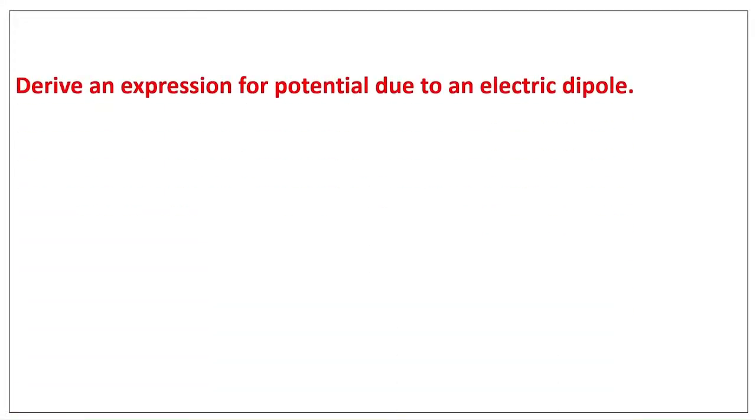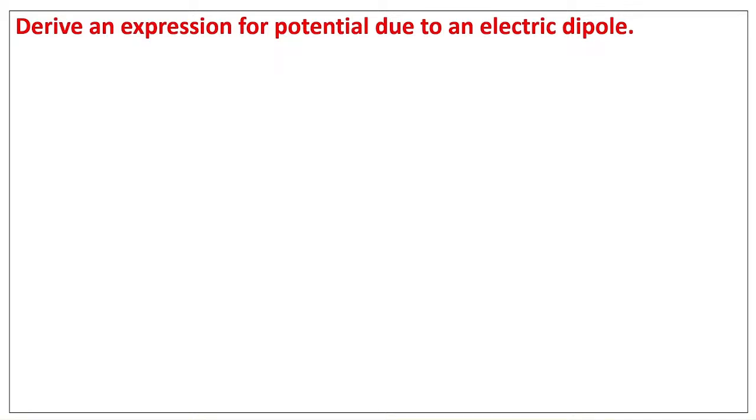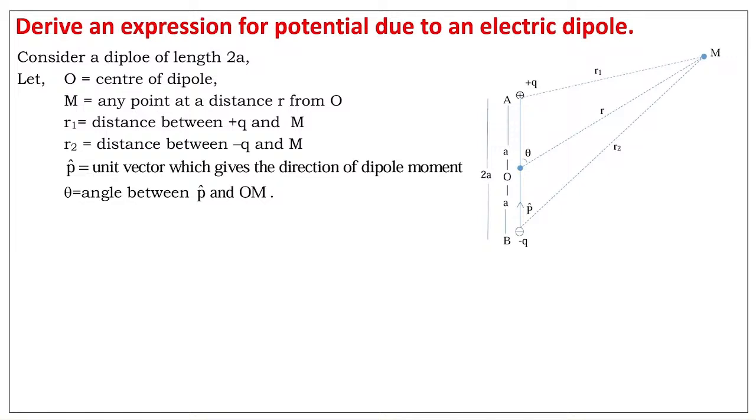Next, derive an expression for potential due to an electric dipole. Proof. From the figure, consider an electric dipole AB having the charges plus Q and minus Q separated by a small distance 2A. Let O be the center of the dipole and M be the point at a distance r from O. Let theta be the angle between the dipole axis and the line joining the point and the center of the dipole. R1 is equal to the distance between plus Q and M. R2 is equal to the distance between minus Q and M.